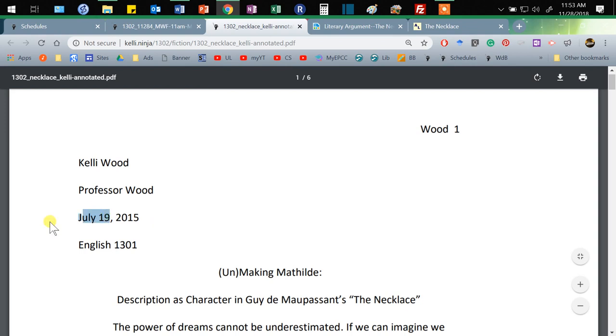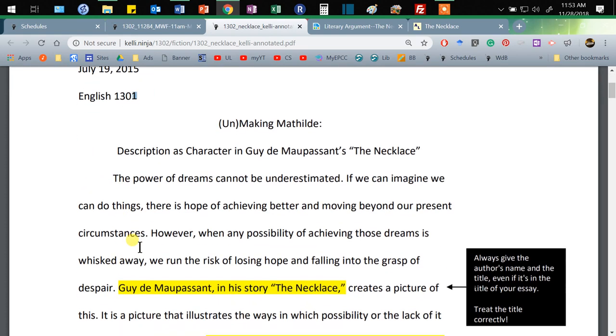July 19, that's my birthday. I put my mom's, my dad's, mine in, you know. And then the class. And then we have our title. And I've got Unmaking Mathilde: Description as Character in Guy de Maupassant's The Necklace. So wherever I write that title, I'm going to treat it correctly everywhere, right?